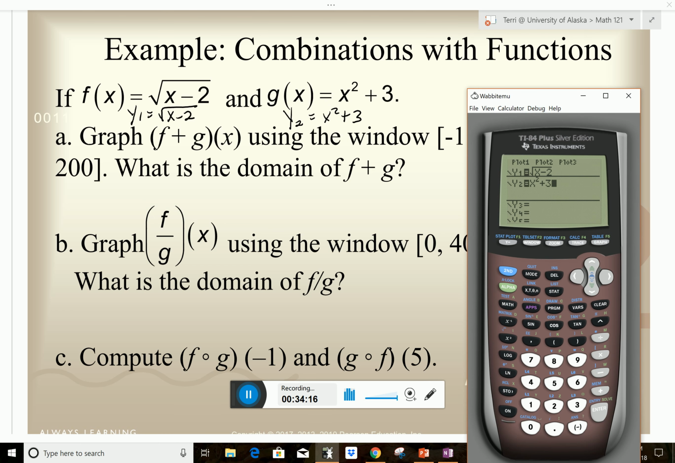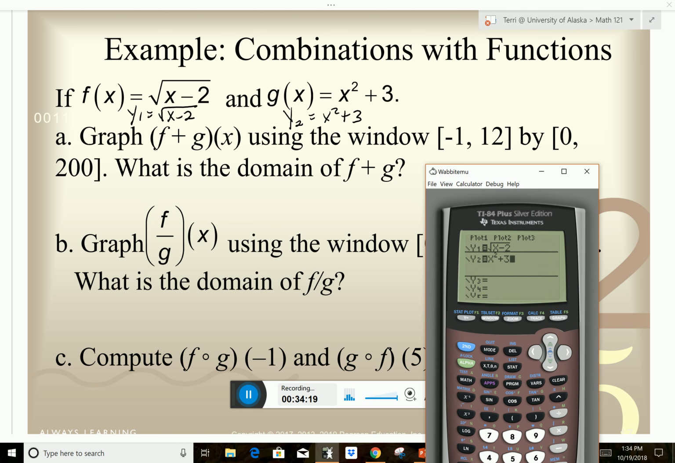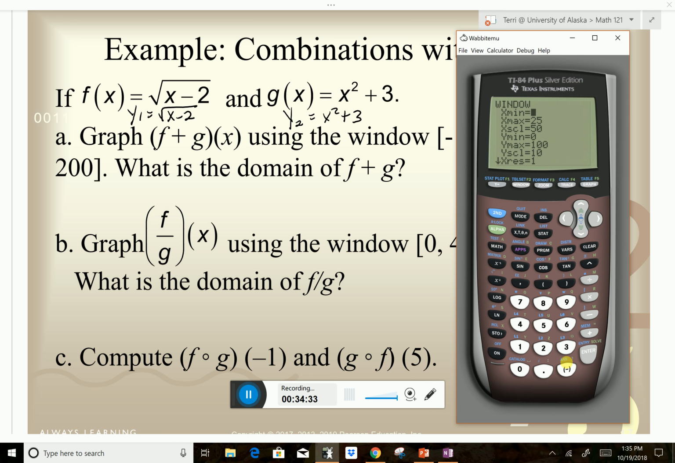And then what I'm going to do is graph this on the window negative 112 by 0, 200. So I'm going to go to my window. Negative 112, 0 to 200. Oops, my scale's messed up. There. And that'll be fine. Okay, so let's graph that and see what it looks like.